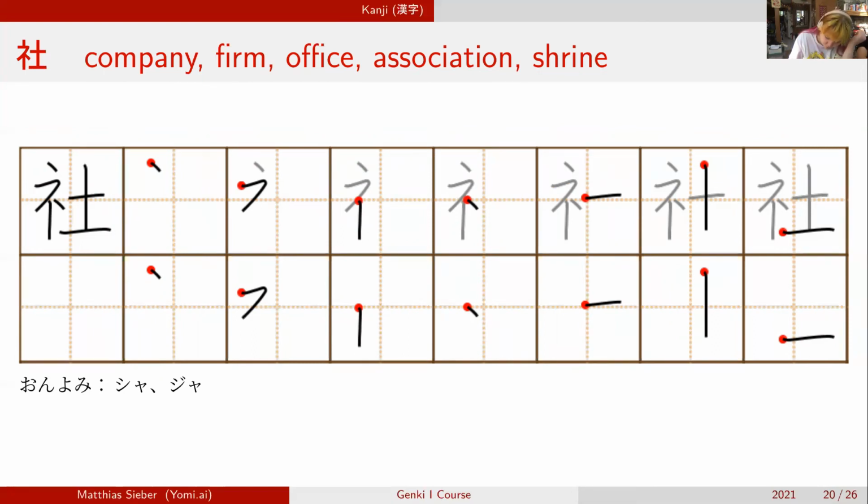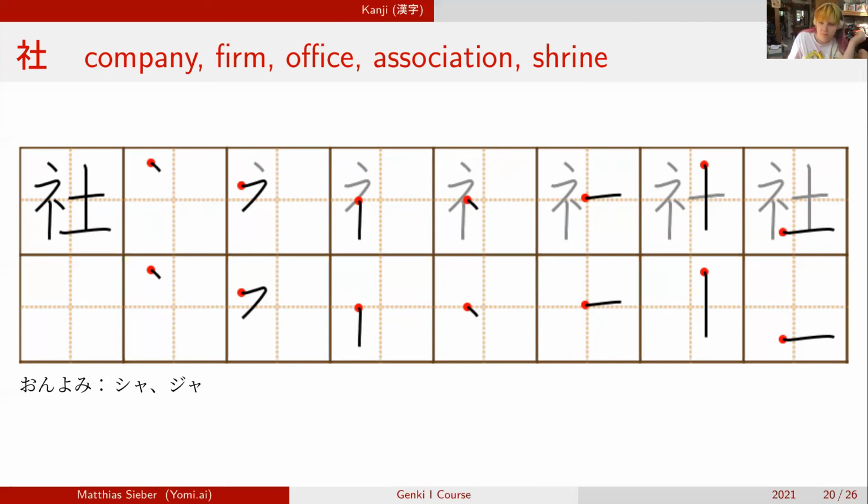So the right part of the kanji is essentially the tsuchi part, the do, as in doyobi. Right? And then do this. So this together would be kaisha, which means company.